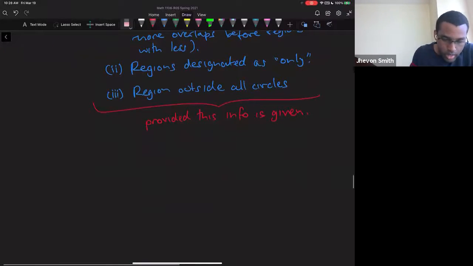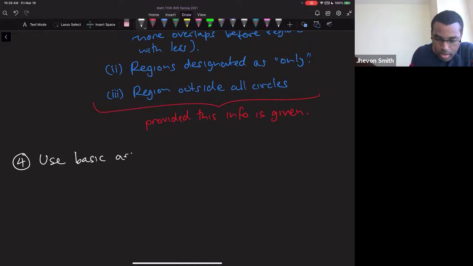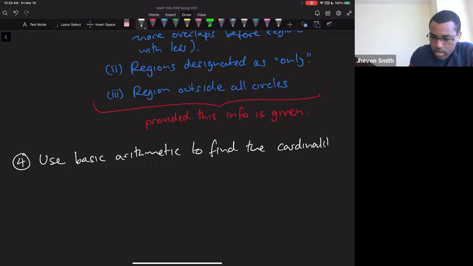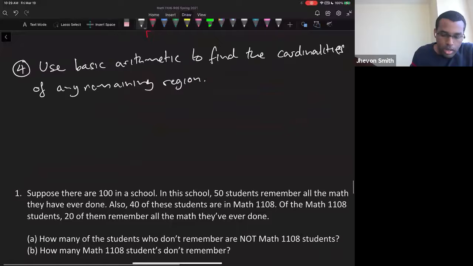The fourth thing is, it's actually just arithmetic. Use basic arithmetic to find the cardinalities of any remaining region. And at that point, you're pretty much almost done. After that, you just answer the question.